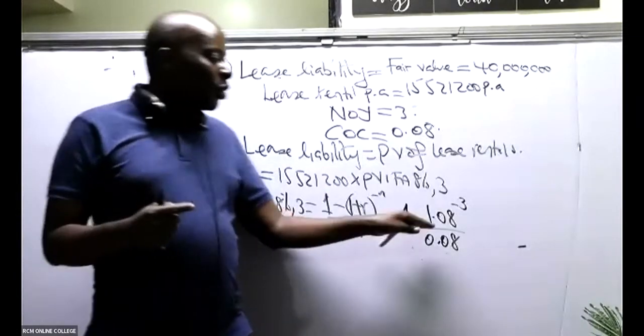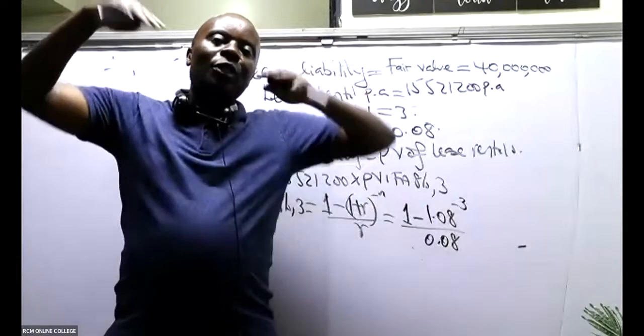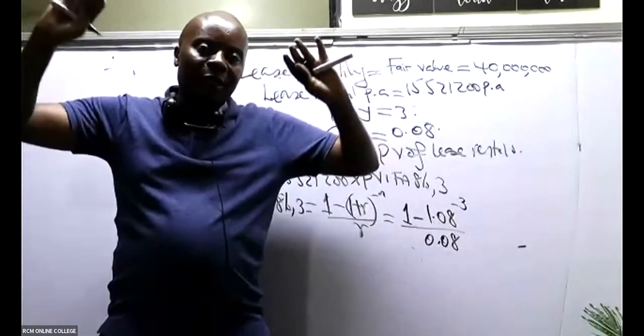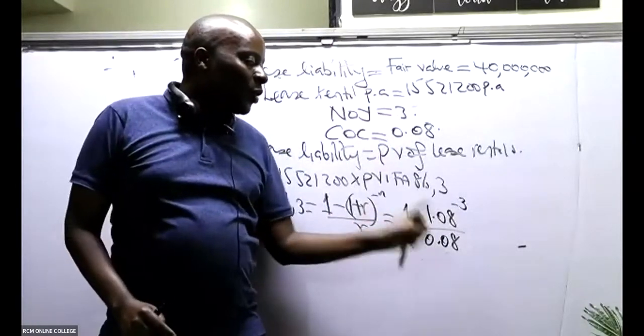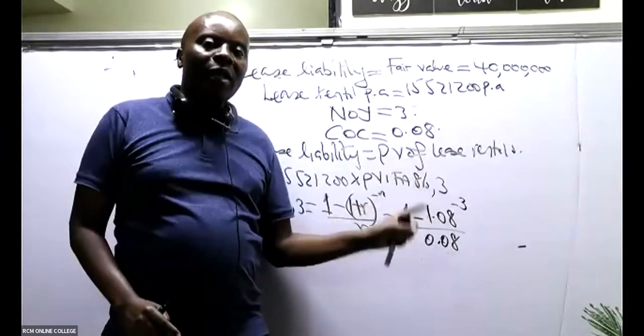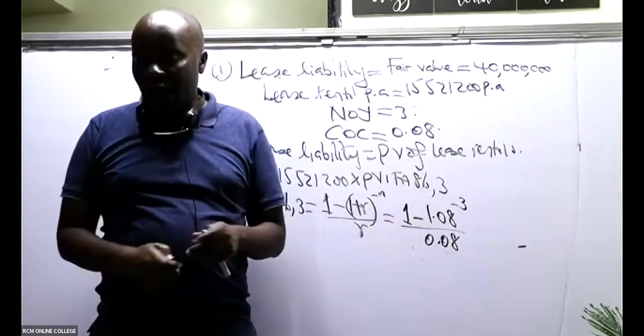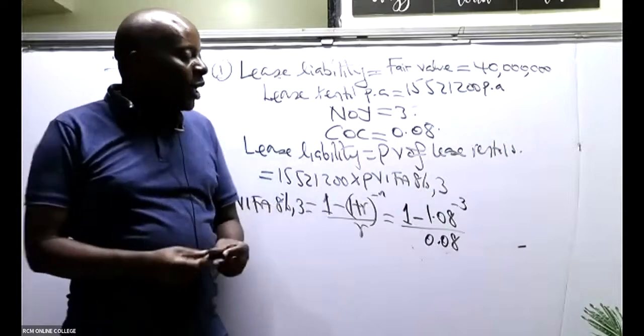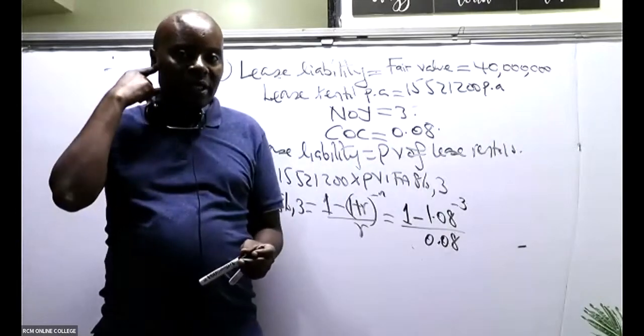Then, because you know this over is a bracket on its own, telling you first of all to take care of the numerator. Once I say 1 minus 1.08 raised to negative 3, very well, then I need to say equals. And once I say equals, I will be able to divide this by 0.08.